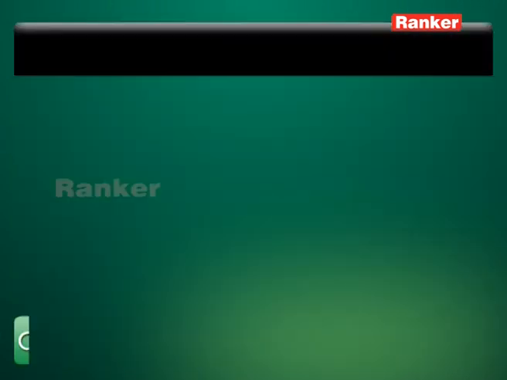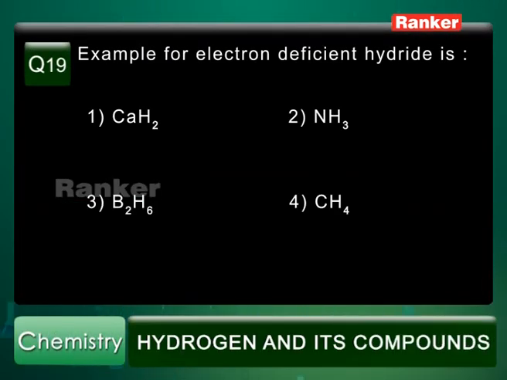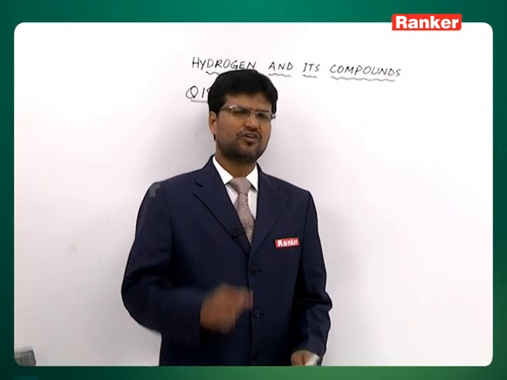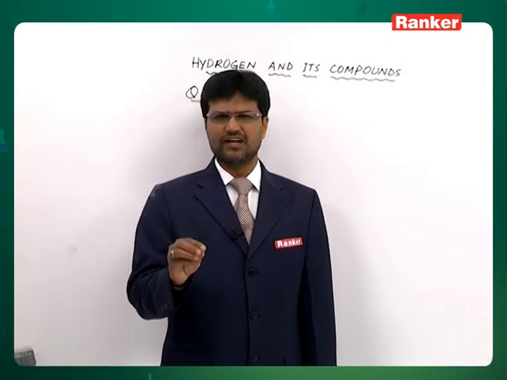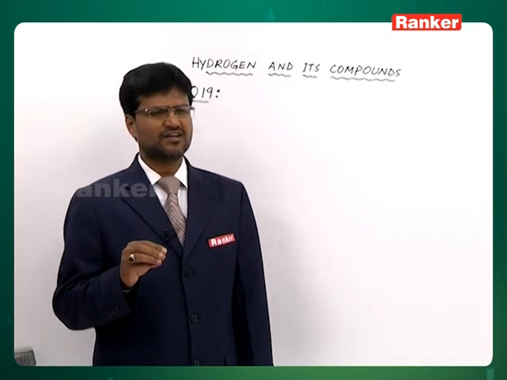Question number 19. Example for electron deficient hydride. First option CaH2, second option ammonia, third option B2H6, fourth option is CH4. The correct answer is third option B2H6, because if you draw the Lewis structure of B2H6, you will run short of electrons. Number of electrons are less.